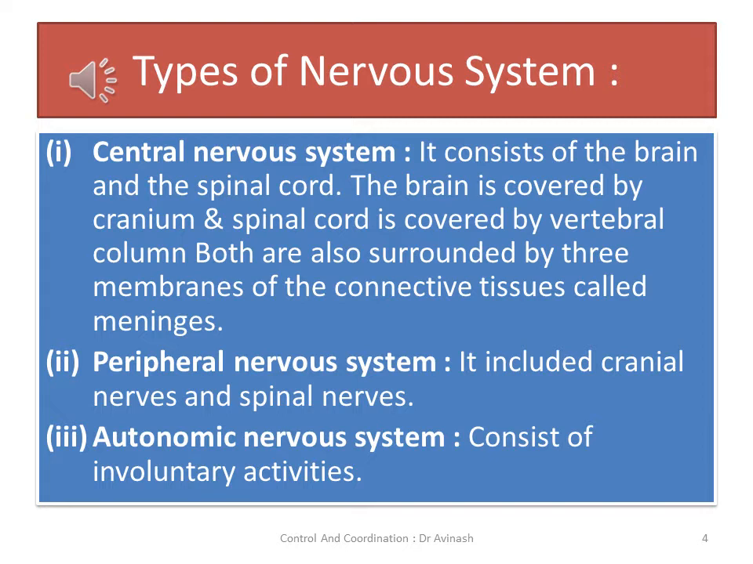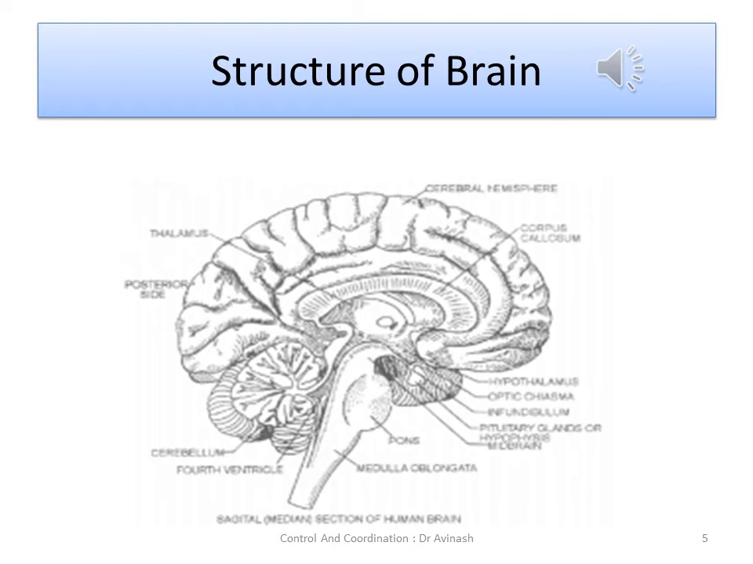From these, let's go with the central nervous system. Here is the structure of the brain. The brain consists of three parts: forebrain, midbrain and hindbrain. Most of the information is present in the forebrain. The midbrain is the mediator to take decisions, and the hindbrain is responsible for involuntary actions.